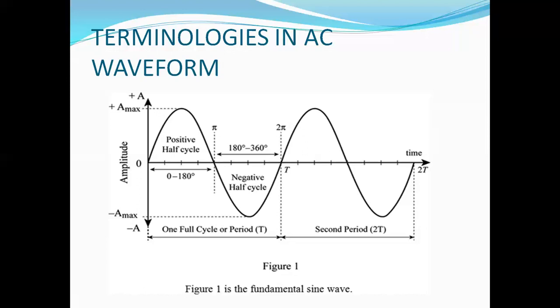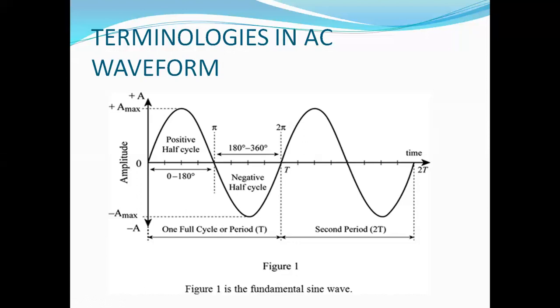For example, at time t1 a certain value e1 will be there. At time t2 the maximum value will be there. At time t equal to 0, this value is 0. In this way, at every instant of time, it has different instantaneous values. Next, the terminology related to this AC waveform is the waveform.